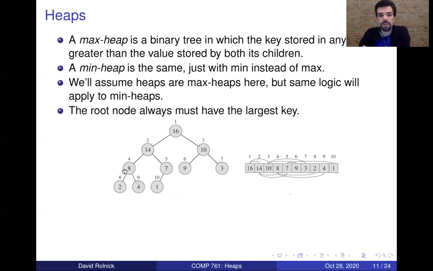So here's an example of a heap. You can see that 8 is greater than 2 and 4, 7 is greater than 1, 14 is greater than 8 and 7, 16 is greater than 14 and 10, and 10 is greater than 9 and 3. But it doesn't matter which way these two are arranged. So for example, the lesser child could be on the right or it could be on the left. Right here, 2 is less than 4, but here 7 is less than 8. So we don't care about that. We just care that the parent is always greater in value than the children.